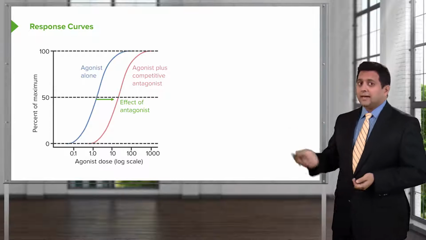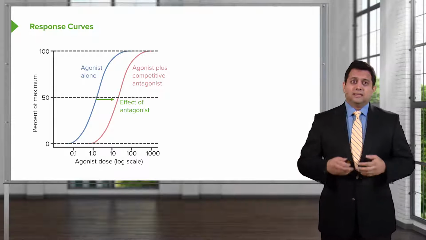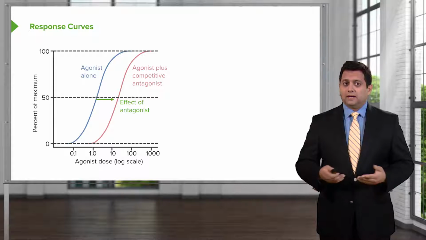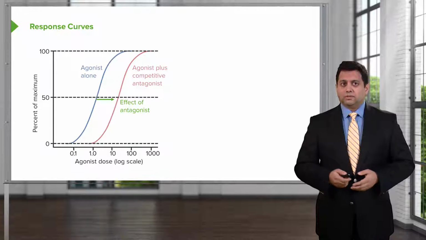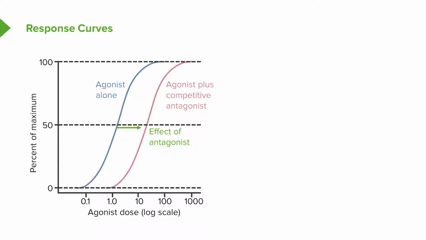On the vertical axis, you can see that this is the percent of maximum effect, and on the bottom, you have a log scale of the dose. So you can see here a competitive inhibitor. Your agonist is your drug alone, and you add the antagonist, and it causes an agonist plus competitive antagonist change or shift in the curve. So when we say that there's a shift in the dissociation or binding curve to the right, what we're really talking about here is that you've got some kind of competitive inhibitor.